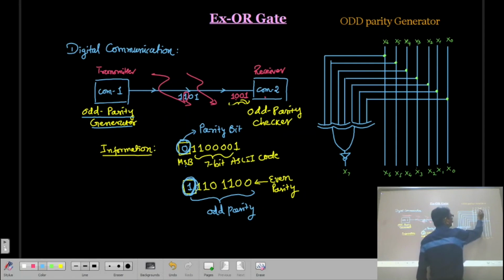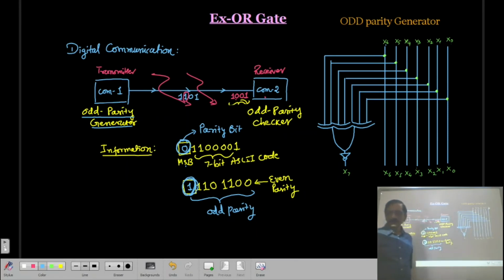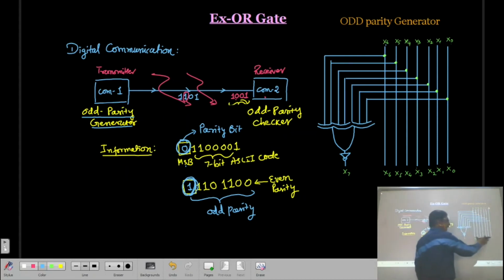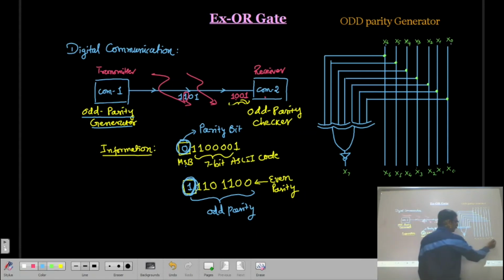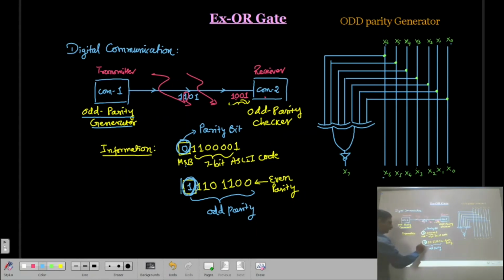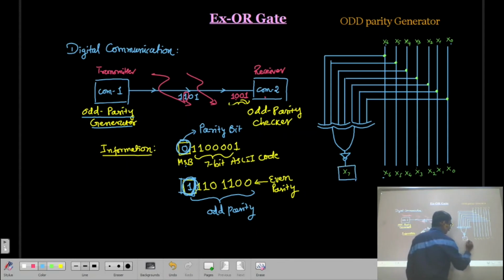x0, x1, x2, x3, x4, x5, x6. These are the 7 bits, and the 7 bits are coming with the bus. This is a bus. Remember, bus means it is a data line. So already we have the same number at the output, but whatever the parity bit is, this parity bit is there. Here this is my parity bit.